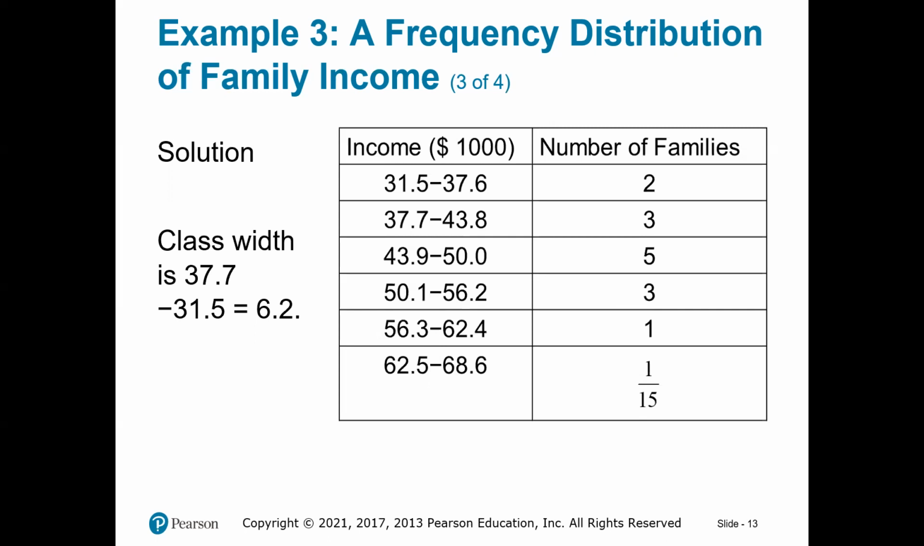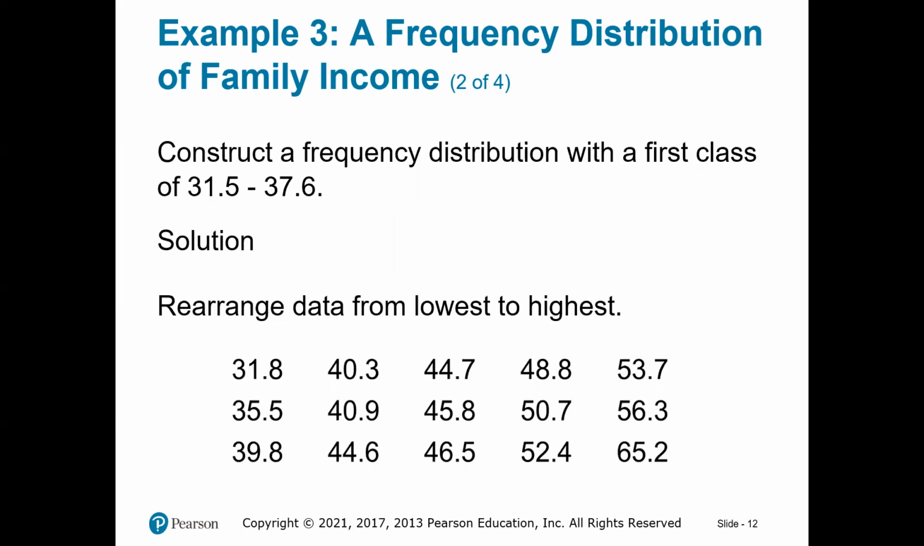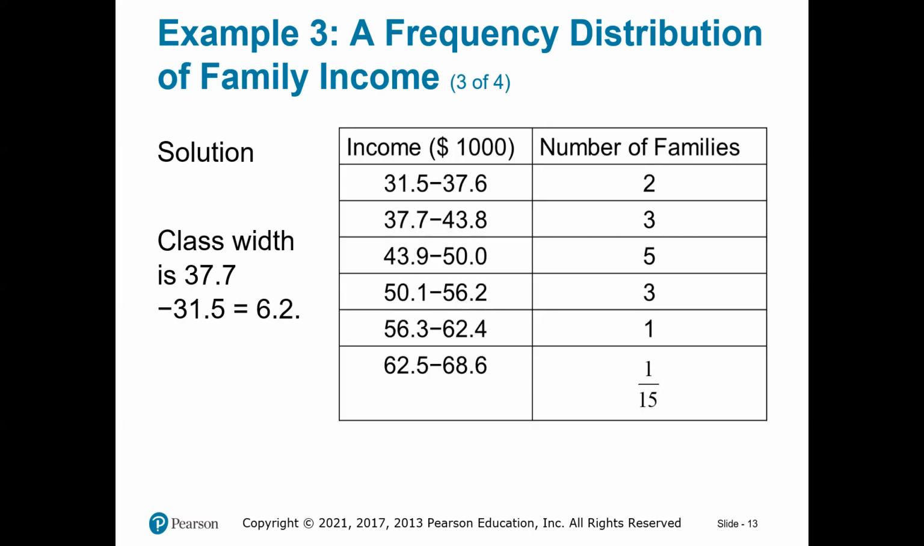So how do we construct the second class? The number that comes right after 37.6 is 37.7. Add to that 6.2, you get 43.8. And then 43.9 plus 6.2 gets you 50, and so forth. How many families are in this class? We have two of them. How many families in this class? You have three of them. Well, how could I tell? Just look back and see which of these numbers fit between 37.7 and 43.8, and you find three of them.